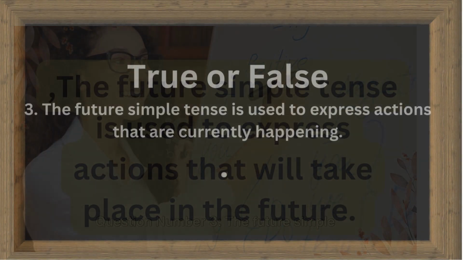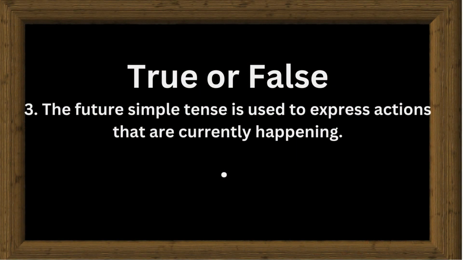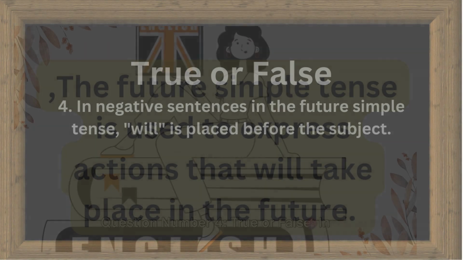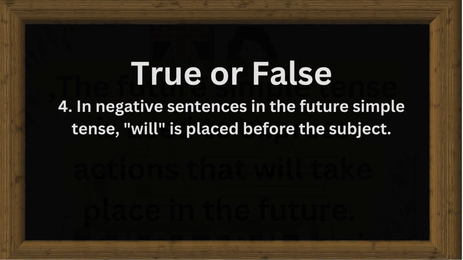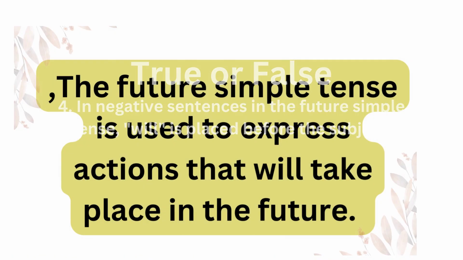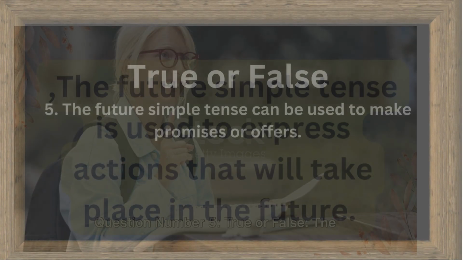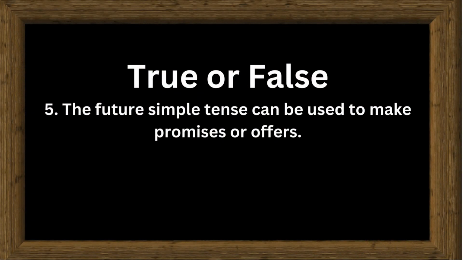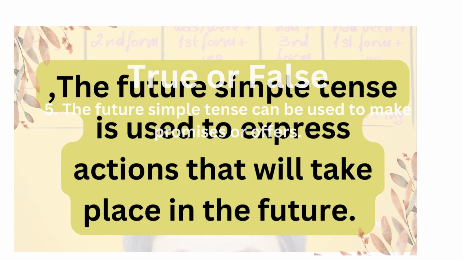Question number 3. The future simple tense is used to express actions that are currently happening. Question number 4. True or false? In negative sentences, in the future simple tense, will is placed before the subject. Question number 5. True or false? The future simple tense can be used to make promises or offers.